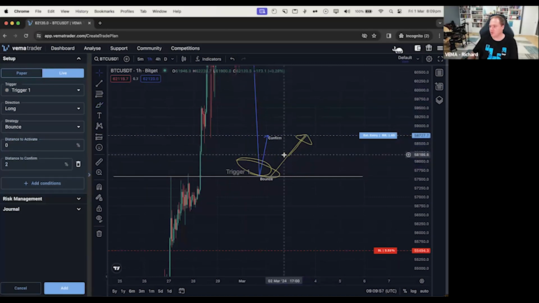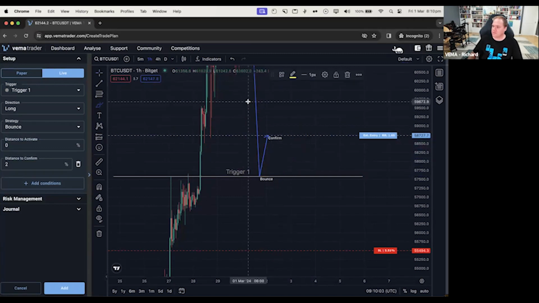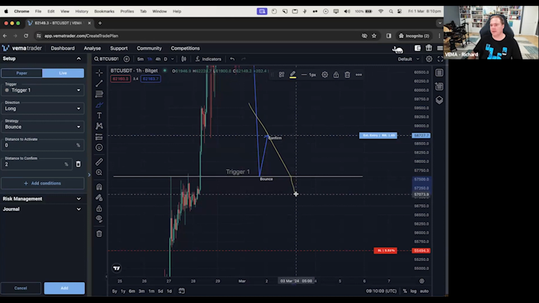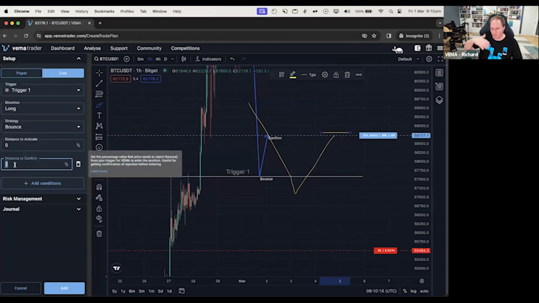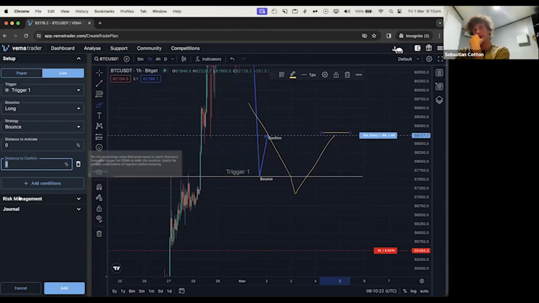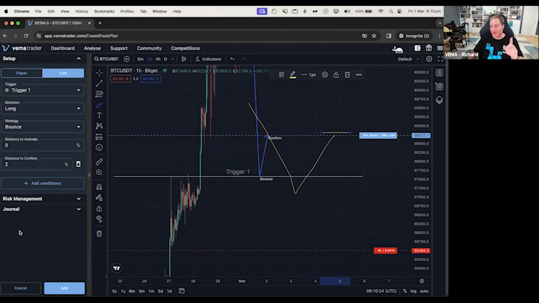Now it's saying, well, you know what? Price has to, let me get rid of all these things, come down to and touch the trigger. But if it comes underneath, it's not going to take the trade. It's not going to take the trade until price has then gone back up and gone the full distance to confirm amount away from the trigger. Yeah, that's incredible, man. Oh yeah, it gets more fun than that.